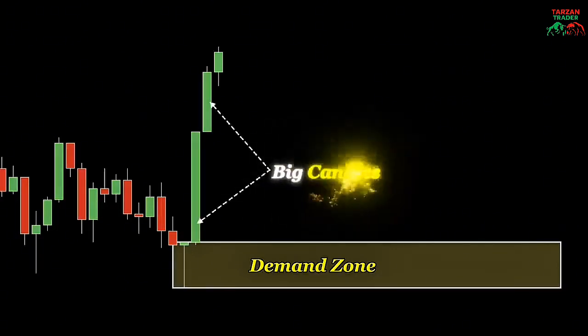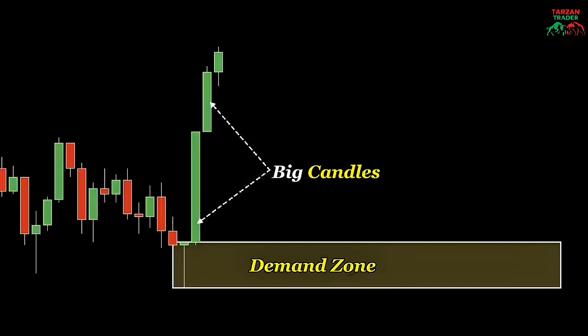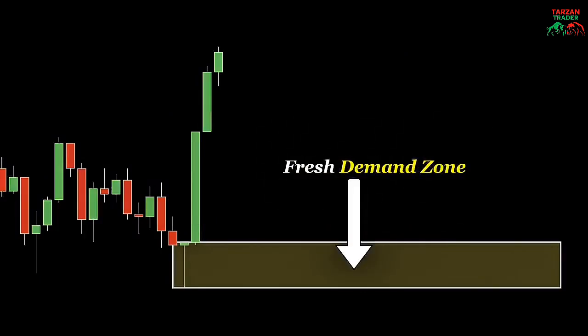Notice how we have large, strong candles moving in the same direction. This is a clear sign that institutional money is behind this move. Big candles, especially those with little or no wicks, indicate a significant volume of buying power, exactly what we want to see in a high-probability zone. Now, let's check the freshness of this zone. You'll notice that this demand zone has never been tested before.